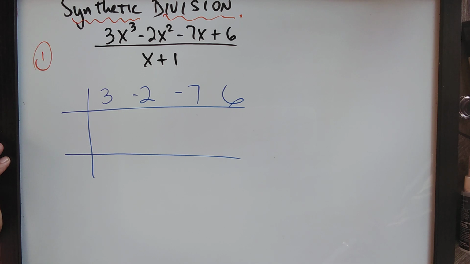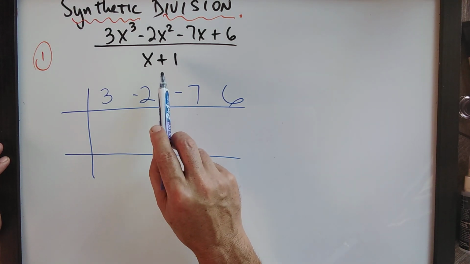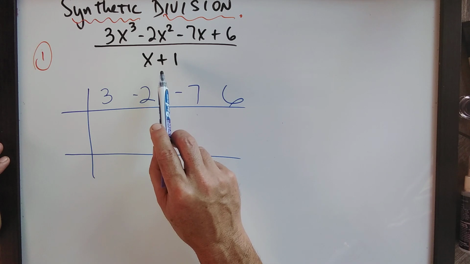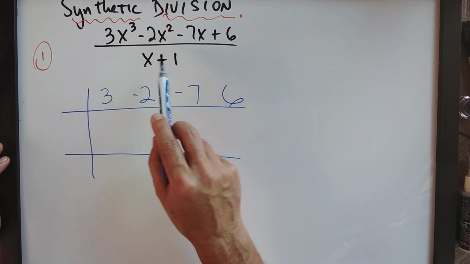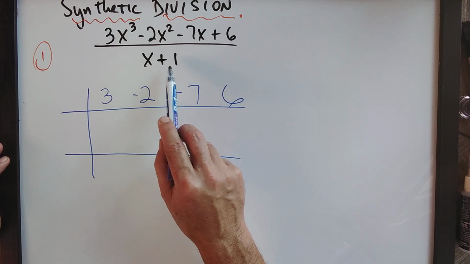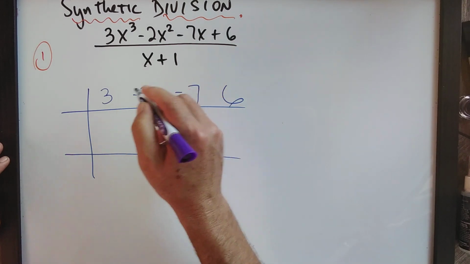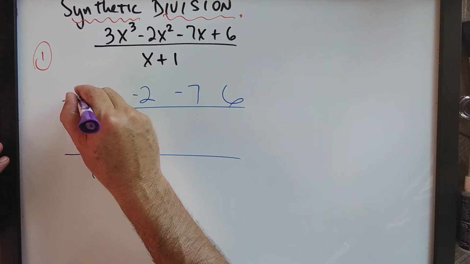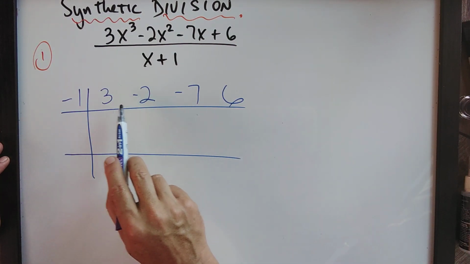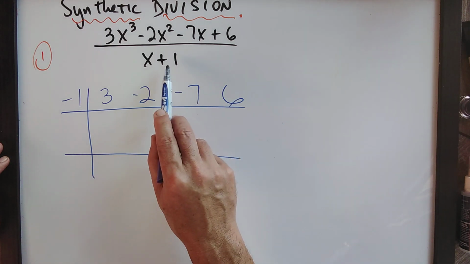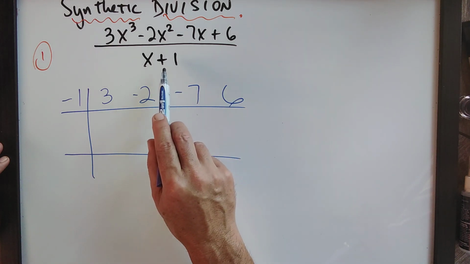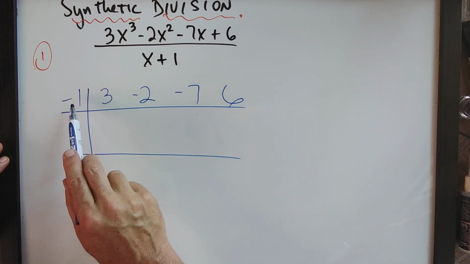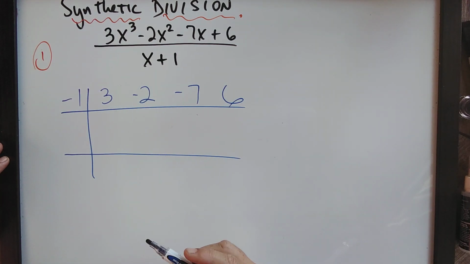Line up all the coefficients of the dividend, and now I'm going to put this number over here, but it has to be the opposite of this number. So the opposite of +1 is -1. All these you keep the same signs, but this number here you're gonna take the opposite and put it out here. Okay, so this is how it's done.